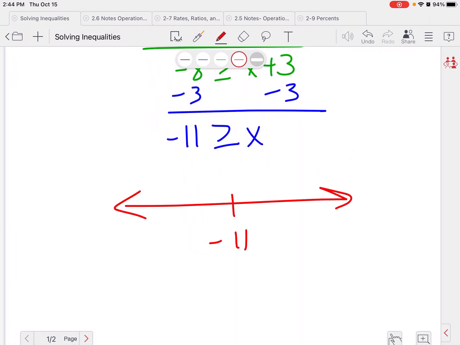We're going to have negative 11 in the middle. We'll have negative 12 to the right and negative 10 off to the left there. Or I'm sorry, I said those wrong.